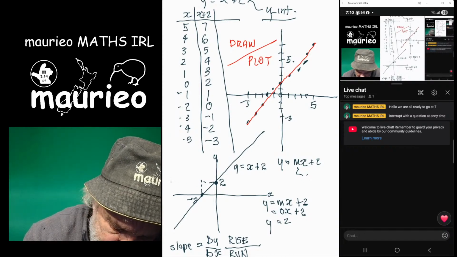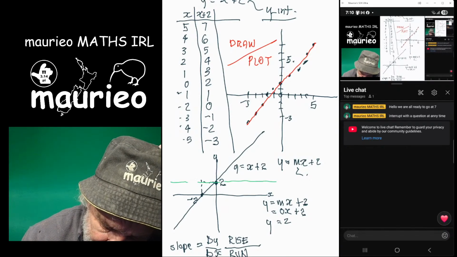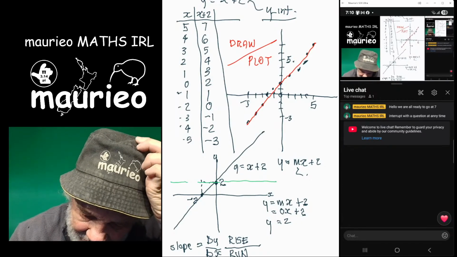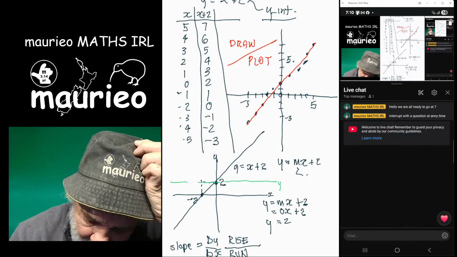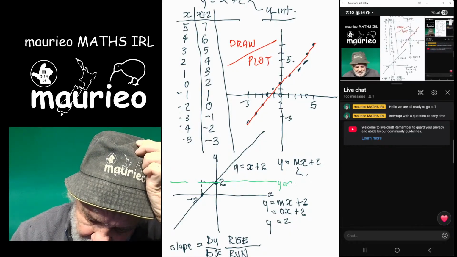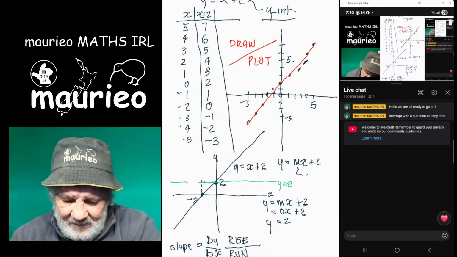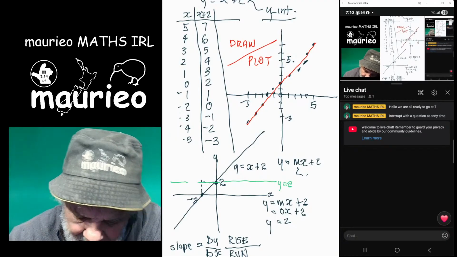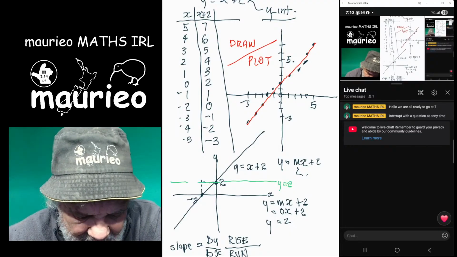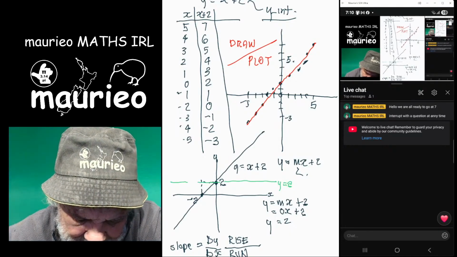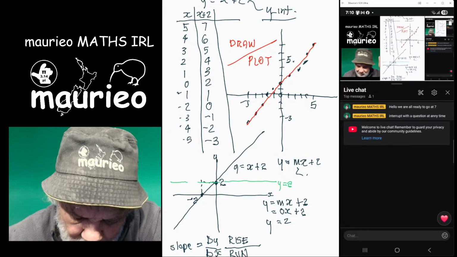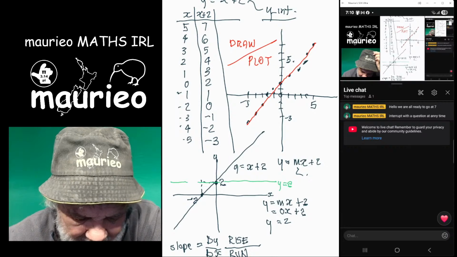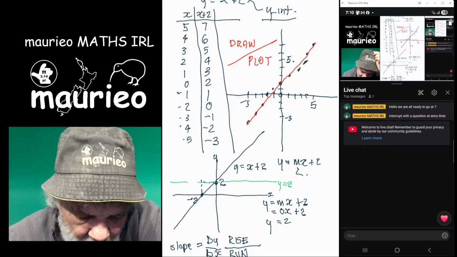If we put this line in here, that is a straight line. It's parallel to the x-axis, and its value is y equals 2. And if we had a line in here, a straight line, it's parallel to the x-axis, and its value is where y is 0.